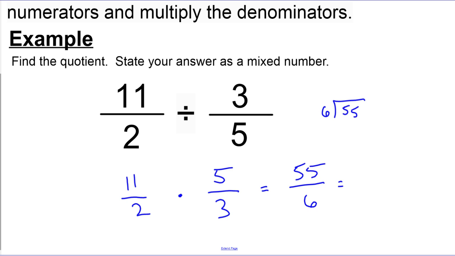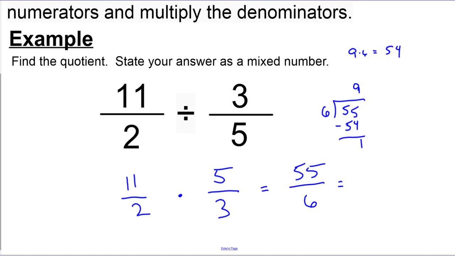Okay, well, I could do 9 times 6 is 45, so I'm trying to get as close as I can. 9 times 6, okay, is 54. Right, so it looks like it's going to go in 9 times, okay, and that'll give me my 54. Okay, and when I do my subtraction, I get 1 left over.